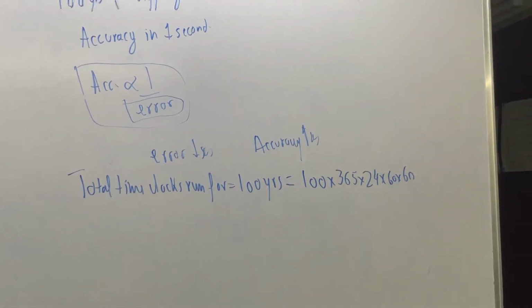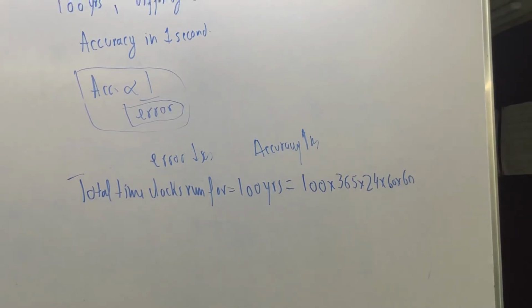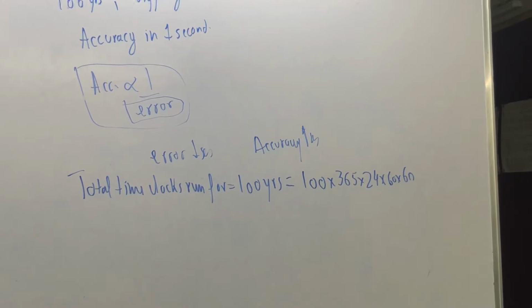So the clocks are allowed to run for 100 years, and they differ by 0.2 seconds. They have told us that if they run for 100 years, they differ by 0.2 seconds.